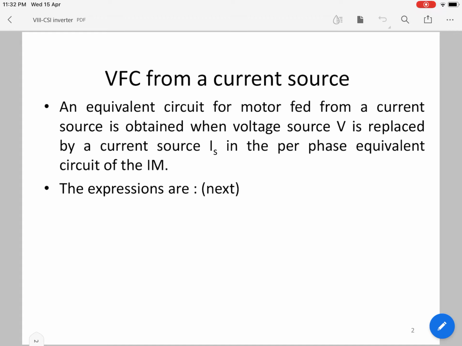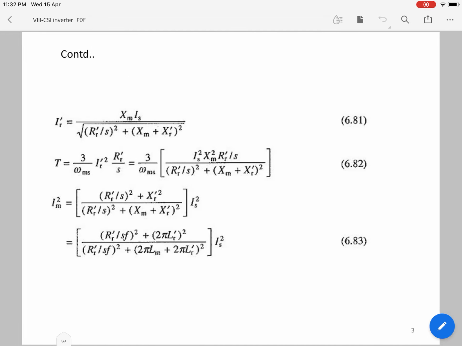When we consider the equivalent circuit for an induction motor, and replace the voltage source with a current source Is, the expressions which you get in the per phase equivalent circuit are shown here next. That is for IR dash, T and Im square. These are the expressions which you obtain, and you can just check.